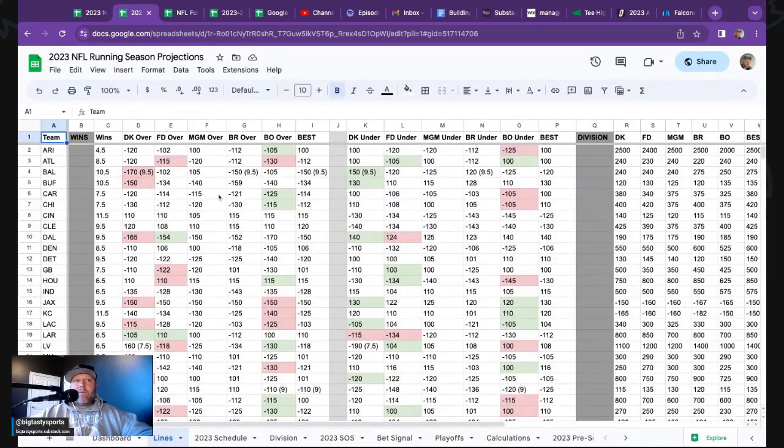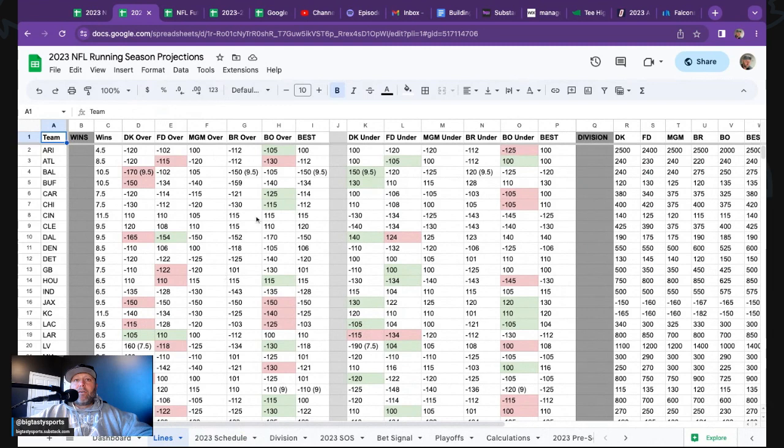That comes from this sheet, which is lines. I want to show you a couple things here. You may have other books than I do, and that is something you would have to look into. But I have all the teams in alphabetical order. I have their win total here, and then DraftKings, FanDuel, MGM, BetRivers, and BetOnline. And then I have whatever the best line is out of all five of those books, and that's what's populating to the dashboard. Same thing for the unders.